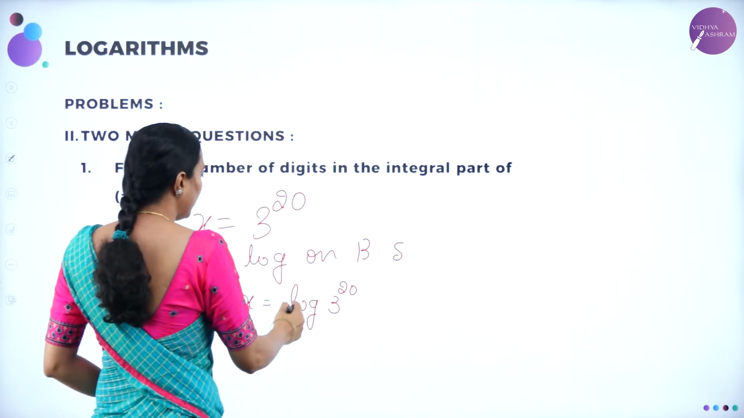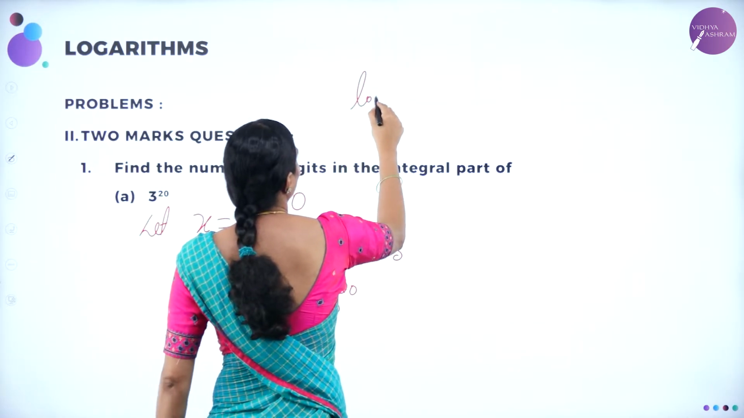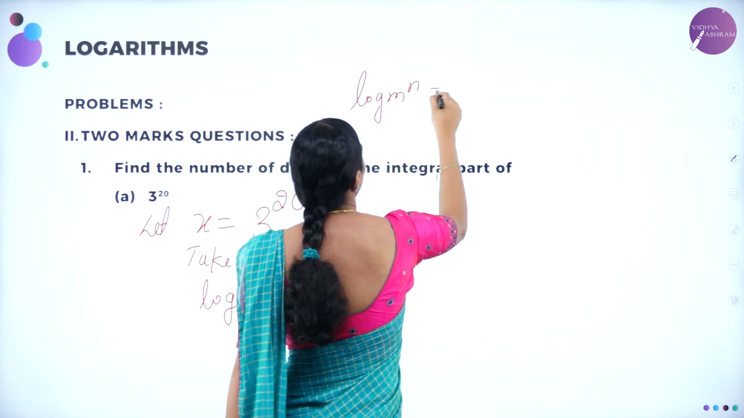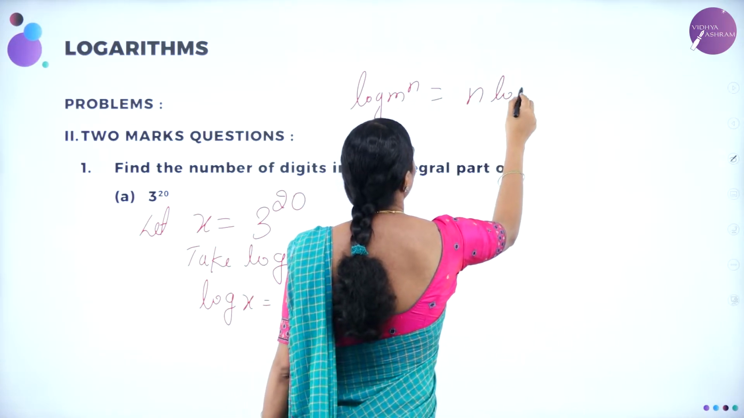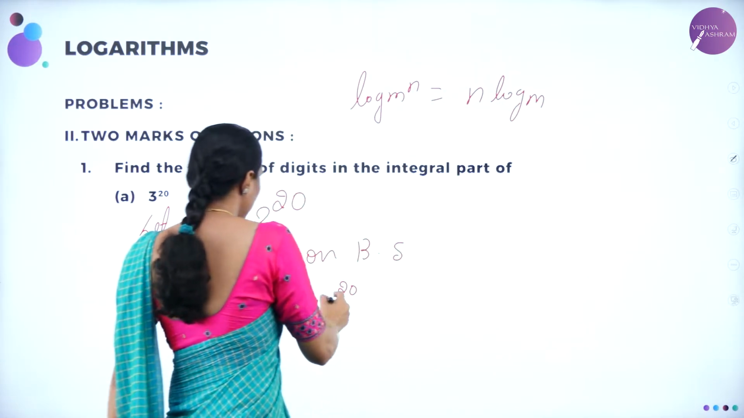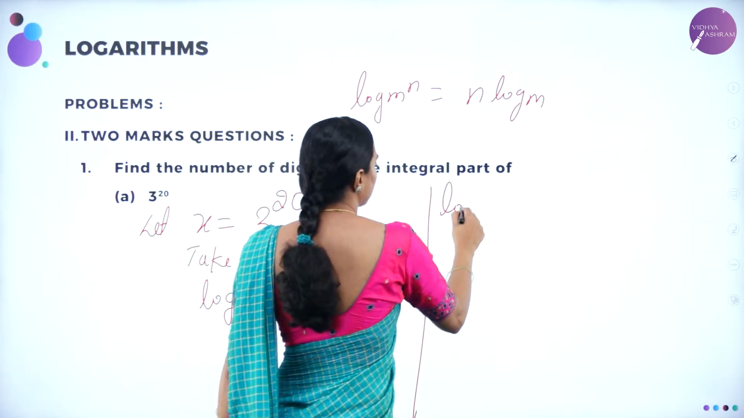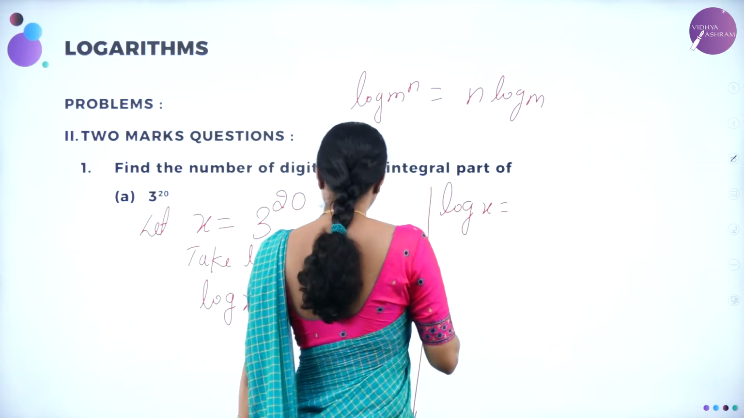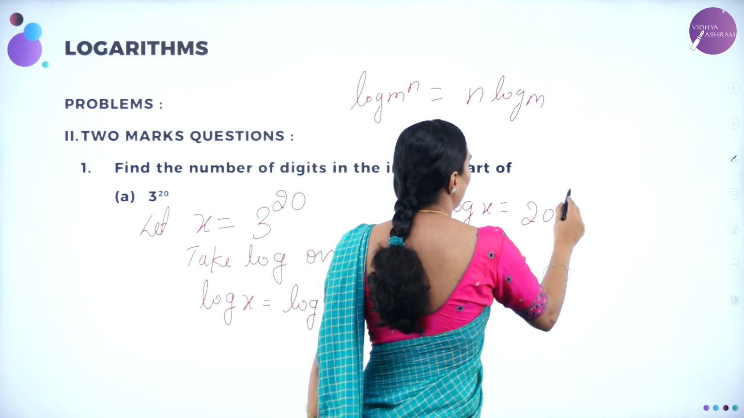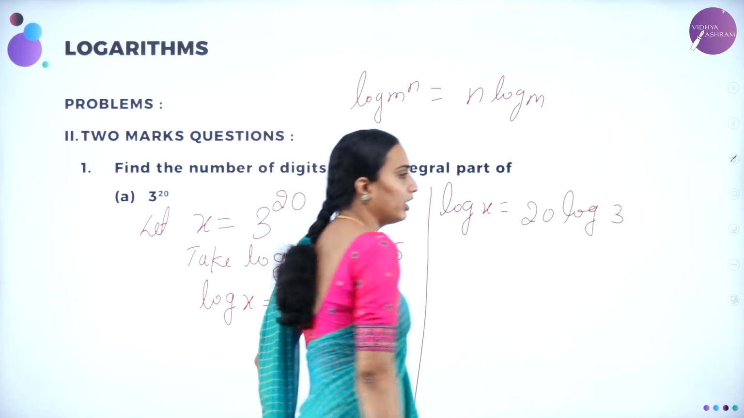Okay, so here this is according to log m power n. What is log m power n? Log m power n is n log m. So therefore log x will be equal to 20 log 3. Now it is easy to find out.